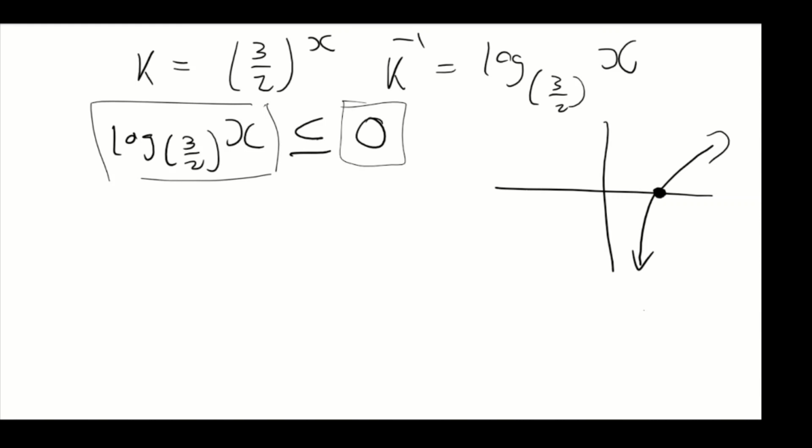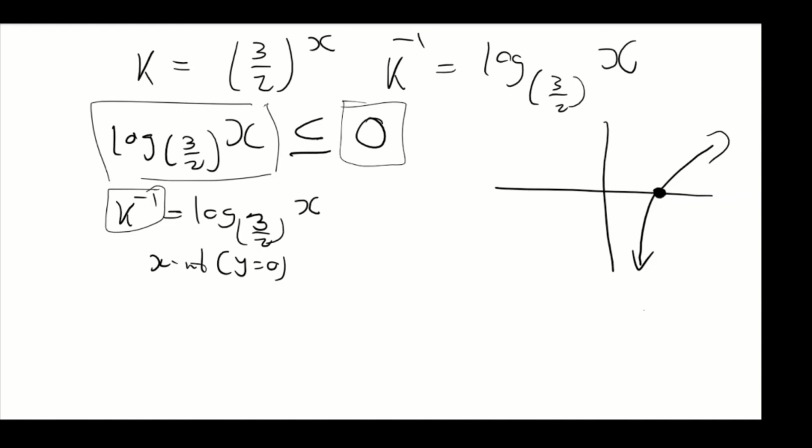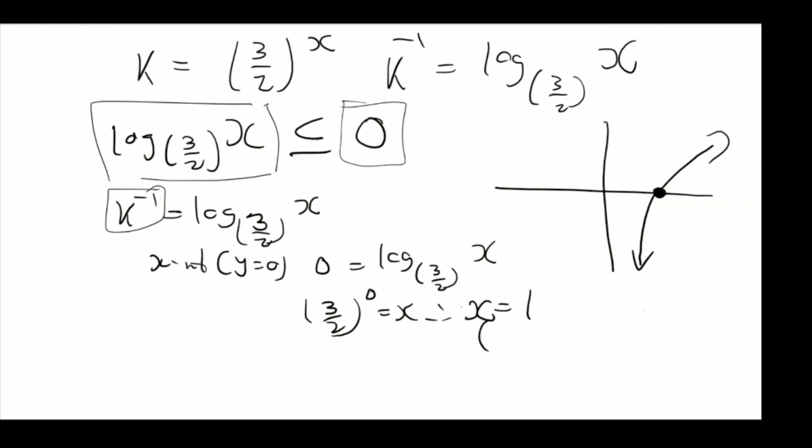So what you can do is find the intercept of this inverse, which is equal to log of base 3/2 of x. If we say x-intercept, when y is equal to 0, it's going to be 0 equals log of base 3/2 of x. Then you say (3/2) to the power of 0 is equal to x. Therefore x is equal to 1. So our x-intercept is (1, 0). So this point here is (1, 0).